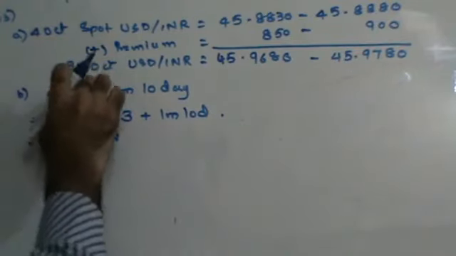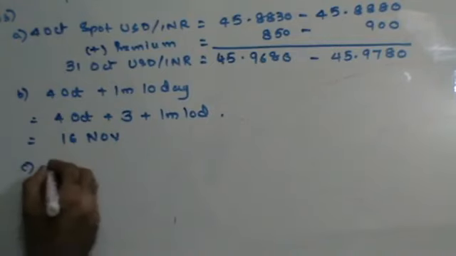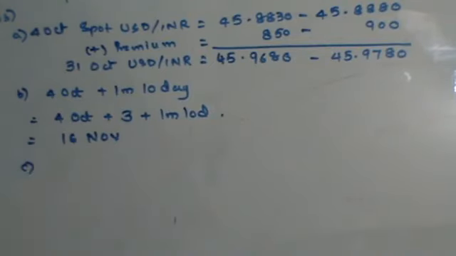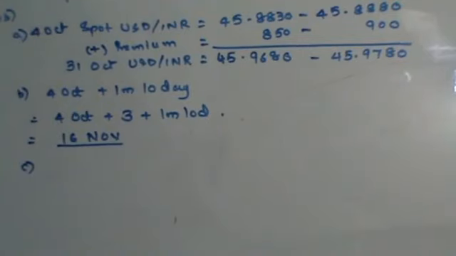I already know my quote on 31st October. So how many days after 31st October do I want to know my quote? I want to know 16 days after 31st October. So I need to know my proportional forward margin. Now my forward margin therefore will be between October and November. I want 16th November, guys. 16th November will be between 31st October and 30th November.